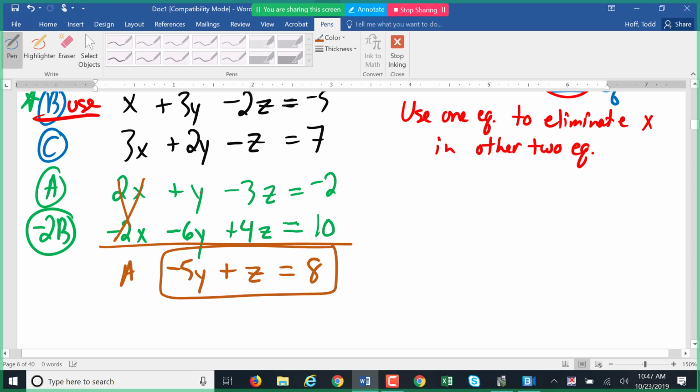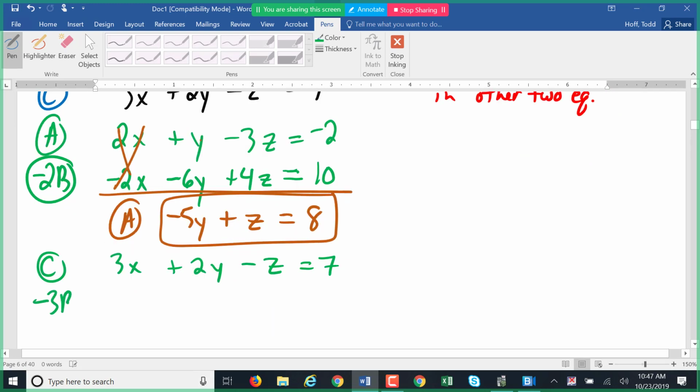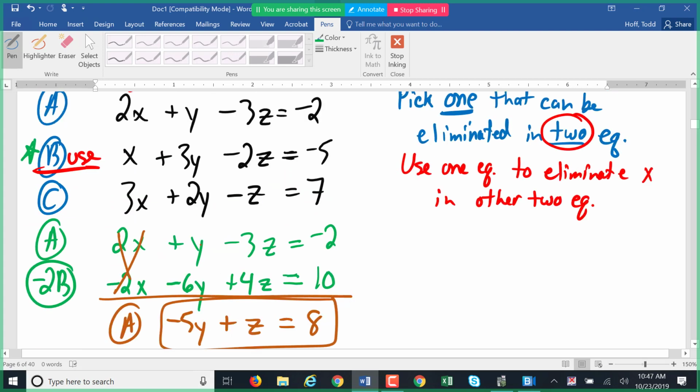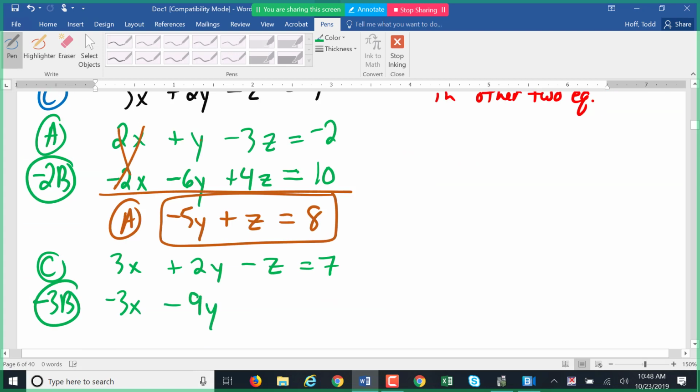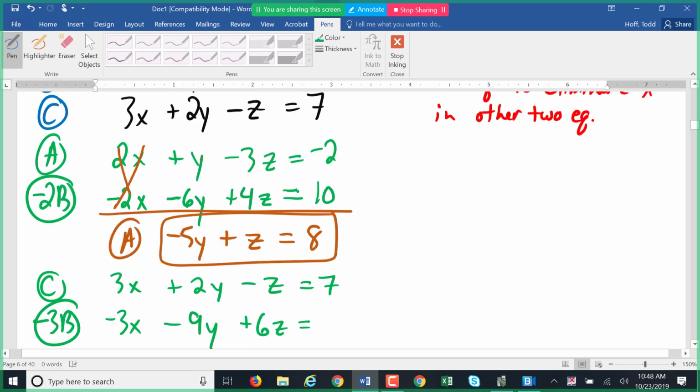So I'm going to call that equation A, even though I've used B to eliminate the x. That's my modified equation A: -5y plus z equals 8. So I need to do equation C now, which is 3x plus 2y minus z equals 7. And I still need to use equation B, but this time I'm going to use -3 times equation B. So -3 times x is -3x. -3 times 3y is -9y. And -3 times -2z is +6z. And -3 times -5 is +15.